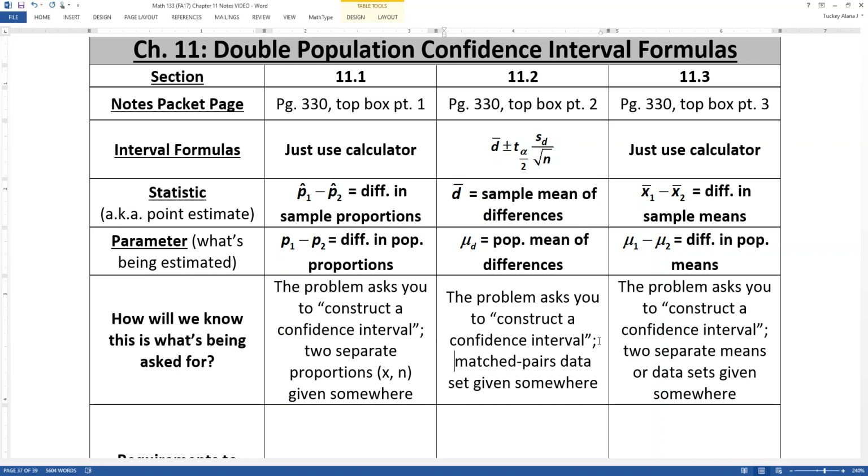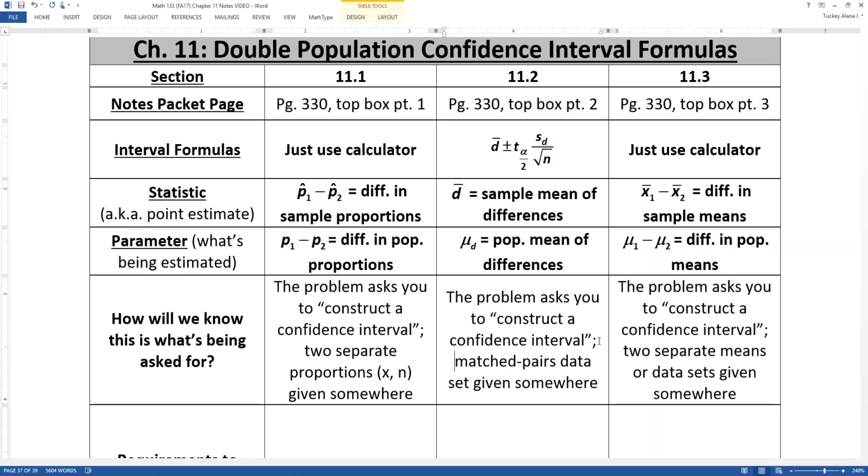So these are going to be trickier for you to figure out, but you're going to have to read very carefully into the problem. Figure out if we're talking about two groups, because if we are, we're in chapter 11. Are we being asked to construct a confidence interval? And then what kind of information were we given about this? Is it proportions? Is it means? Is it matched pairs, not matched pairs?